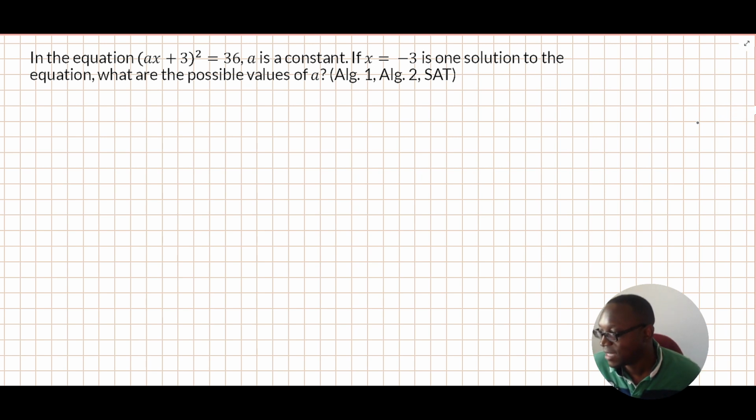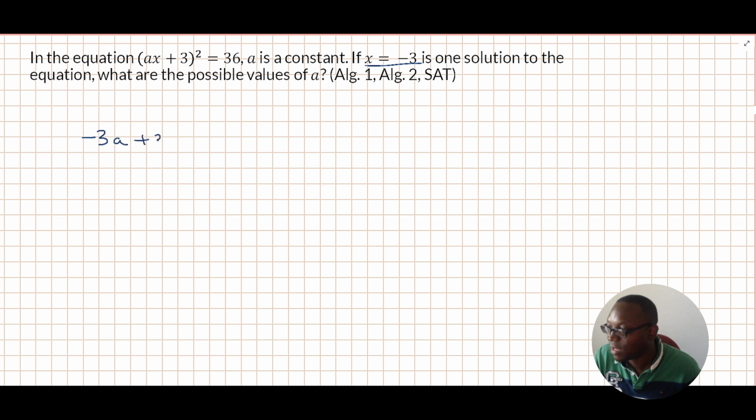So this is another SAT question. And this one is, we have this equation (ax plus 3) squared equal to 36. a is a constant value. If x equal to negative 3 is one solution to the equation, what are the possible values of a? So the first thing we do here is substitute x equal to negative 3 into the equation.